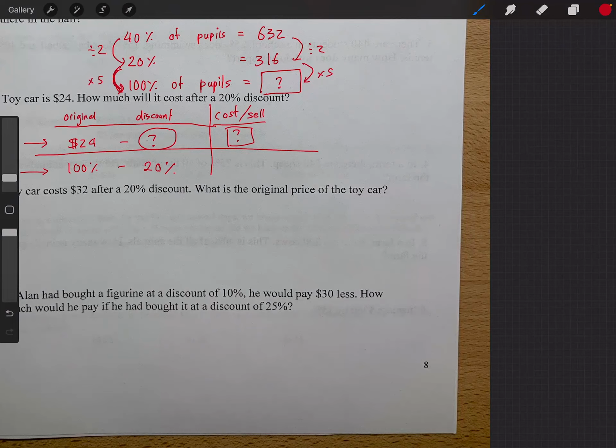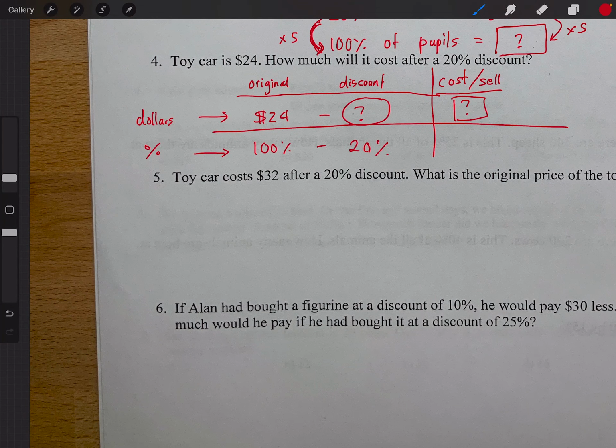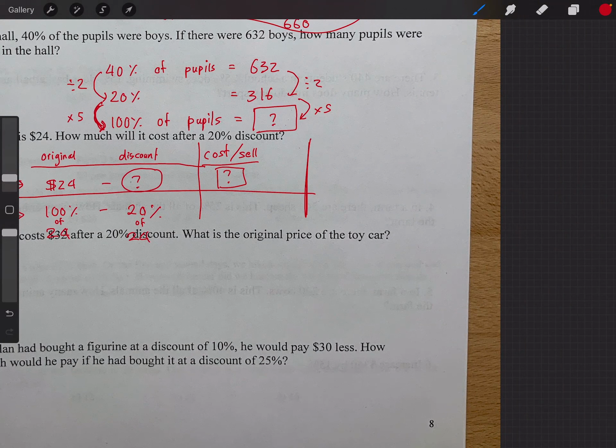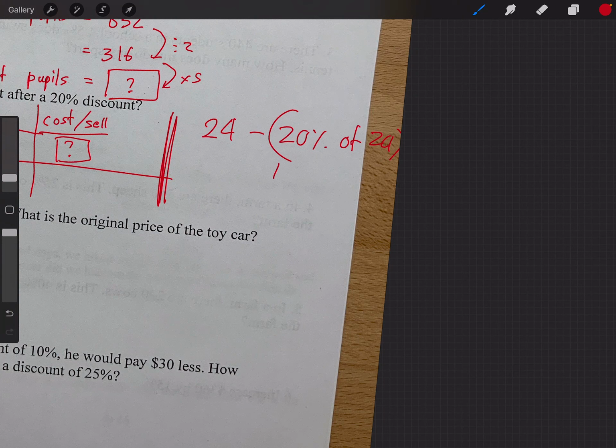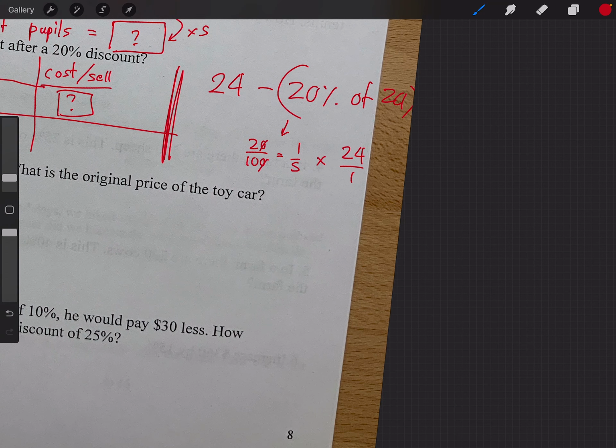So 20%, now these percentages are percentages of the original price. So 100% of $24, 20% of $24. Or you can think of it this way. You've got $24, you're going to take away 20% of $24. Okay? So let's work out what 20% of $24 is. So 20% is 20 over 100. Let's cross out the zeros to simplify it. We get 1 over 5. Of means times, and we've got 24 over 1. So 20% of $24 is 24 over 5.